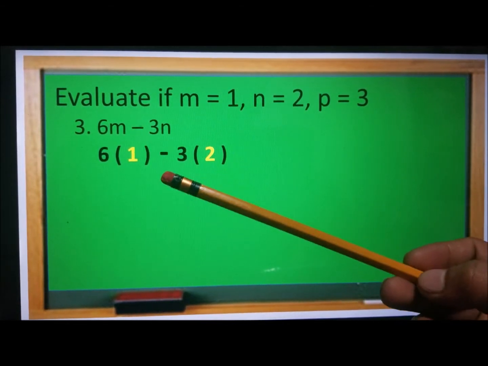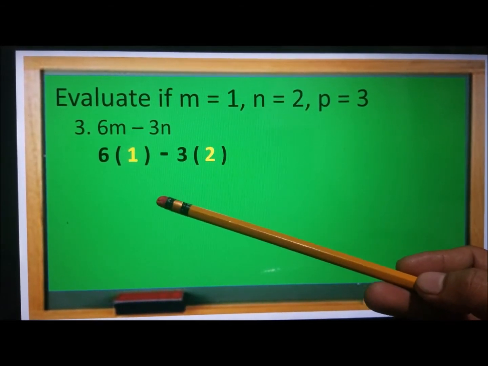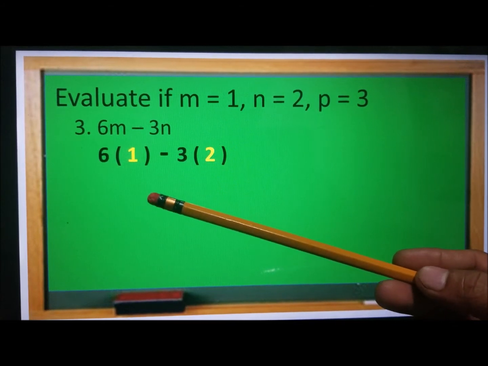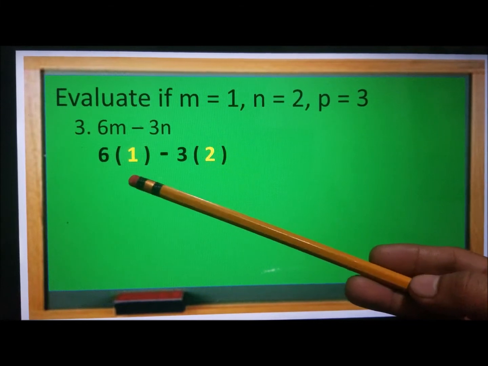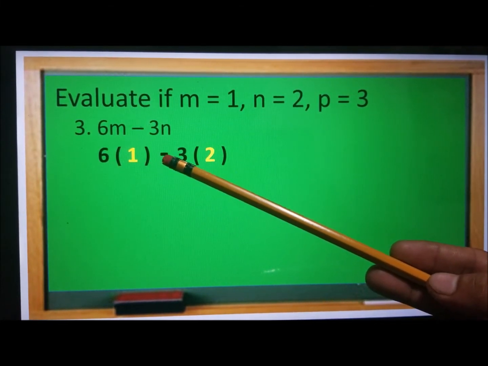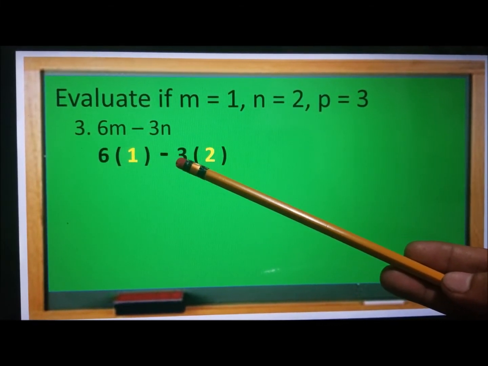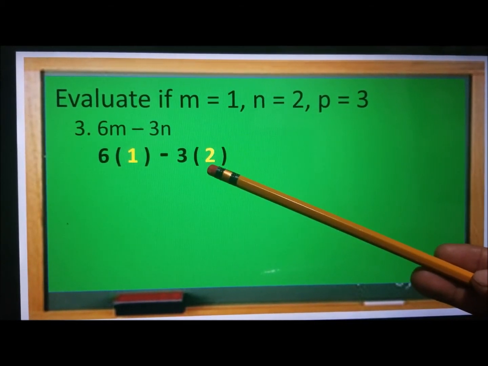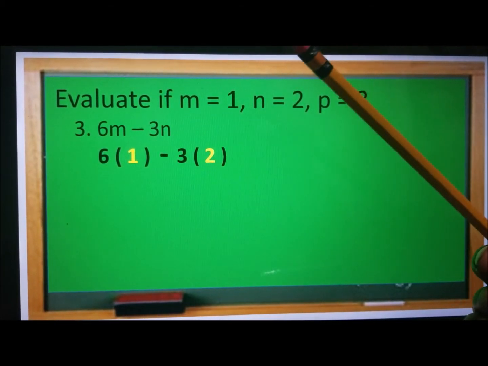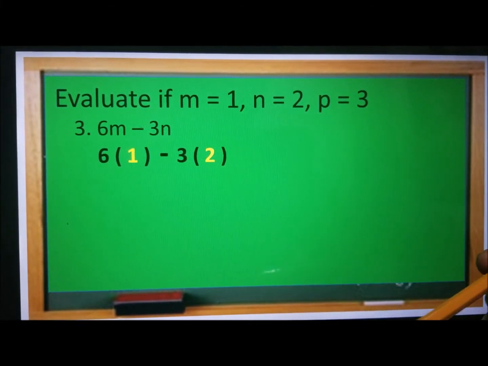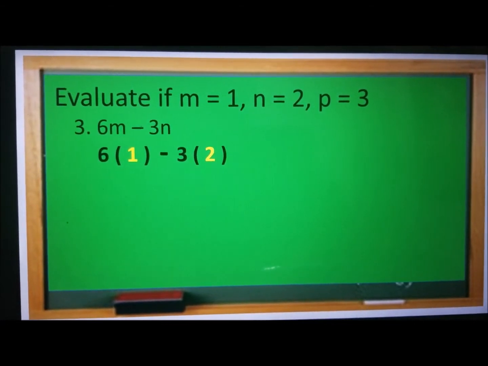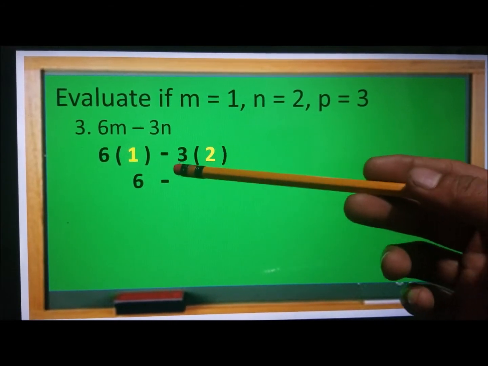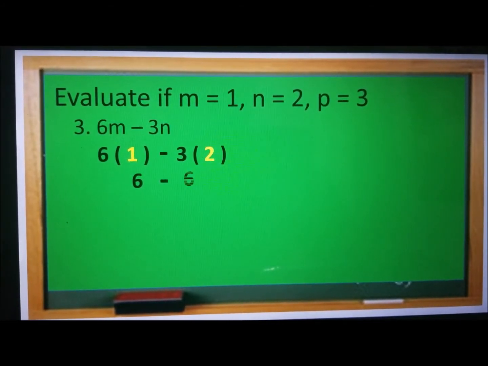Then try to find out what operations we have in our resulting expression. We have multiplication here, then subtraction here, and another multiplication here. Following again the PEMDAS rule, we have to do the multiplication first. So let's multiply first 6 times 1, so that would be 6, minus 3 times 2, which is also 6.